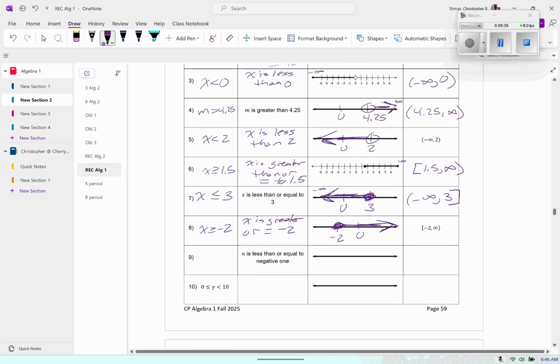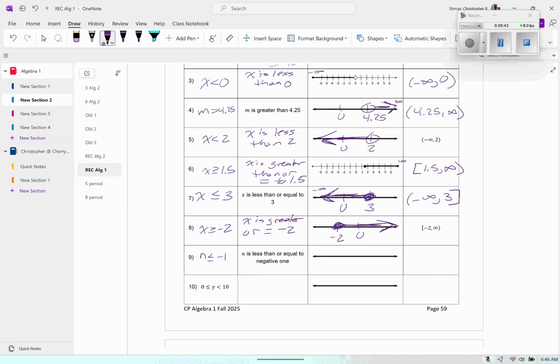n is less than or equal to -1. There's our equation. So if you have 0 here, -1's to the left. We are going to smaller values, so we're going to the left. And that's pointing to negative infinity. Read it left to right, negative infinity to negative 1, hard bracket.